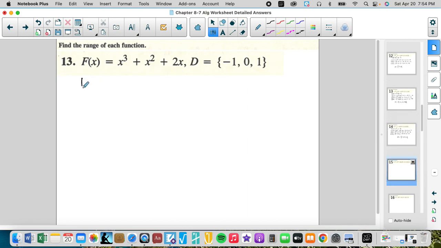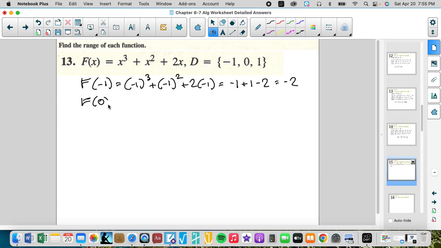Not making it any more challenging. Okay, we're okay with that. Quantity -1 cubed. Maybe if you think that cubing is making it harder, squaring plus 2 times -1. -1 cubed is -1. -1 squared is +1. 2 times -1 is -2. And that gives us -2.